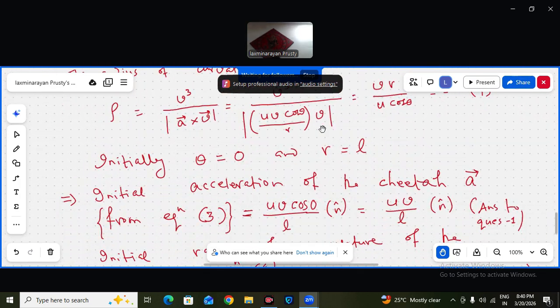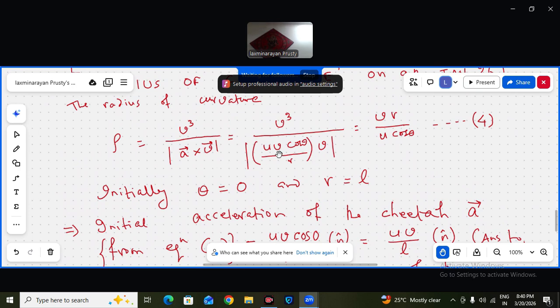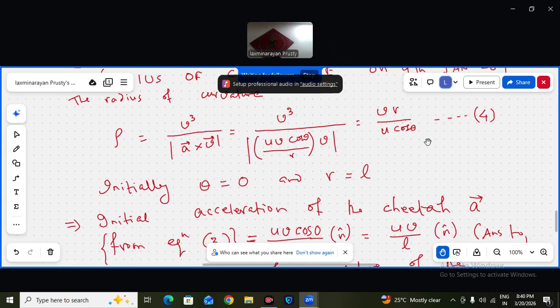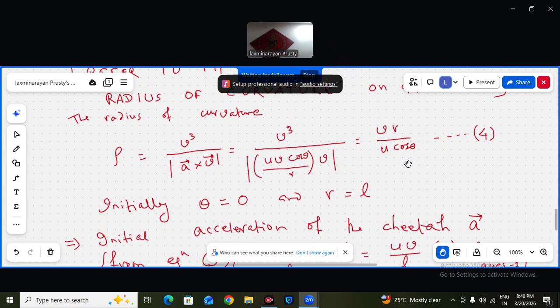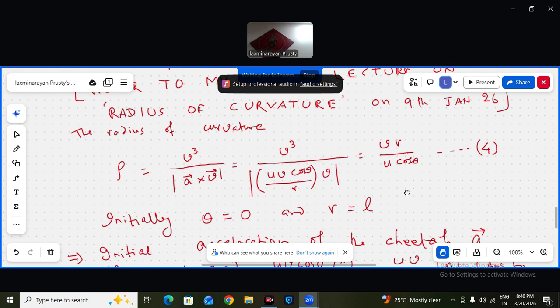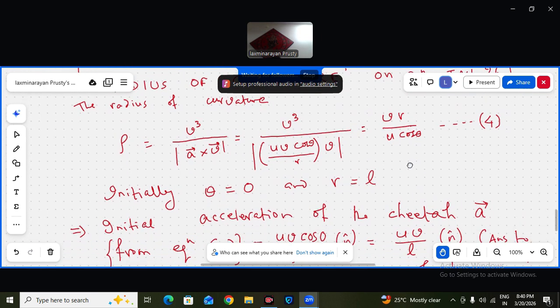So V is V. So V square U cos theta by R. R goes up and V square cancels from V cubed, that is VR by U cos theta. So this is the rho. This is for any general position of the cheetah.